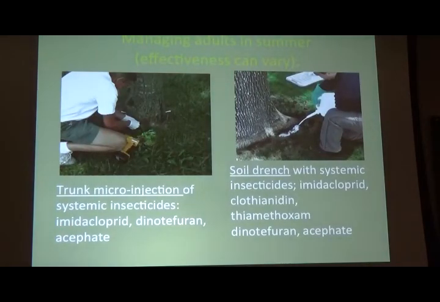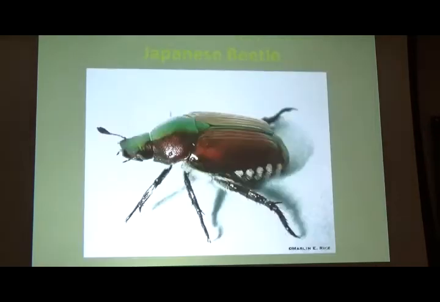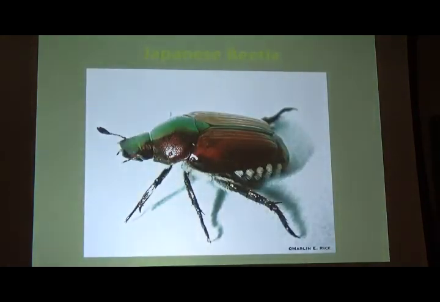And there are some other types of techniques. We see some trunk microinjections. I don't really recommend those. Really, if you're going to use a systemic for the armored scales, just do a soil drench. Different products out there that are available. We already talked about Japanese beetle. So I'm going to go back to emerald ash borer.